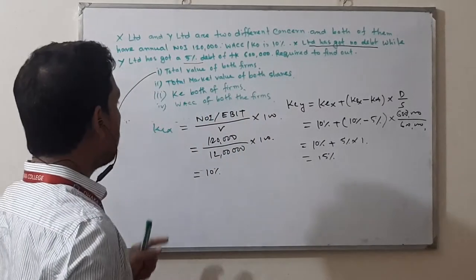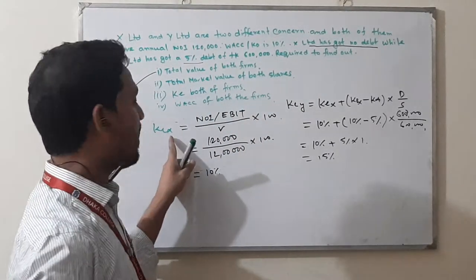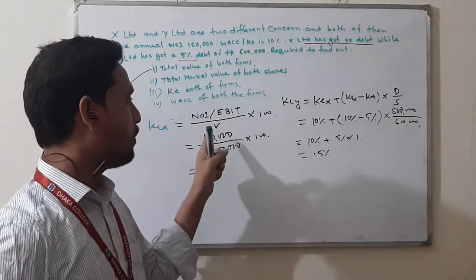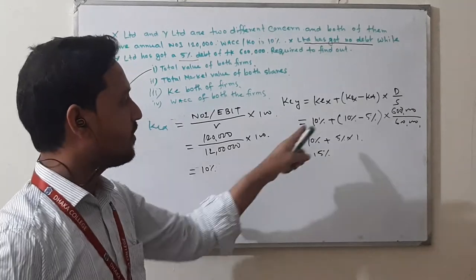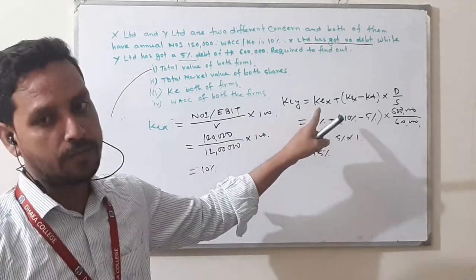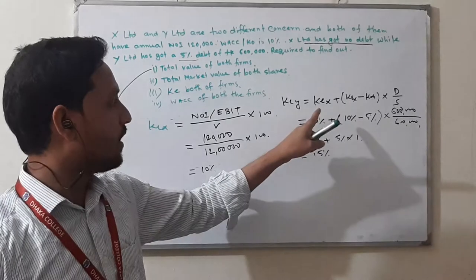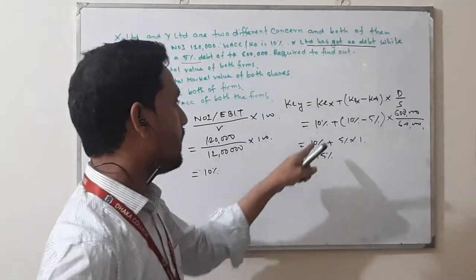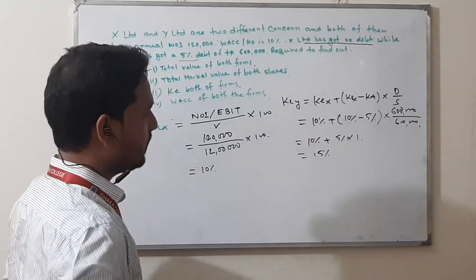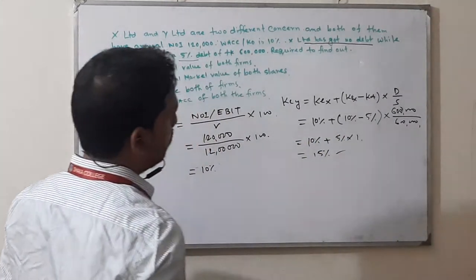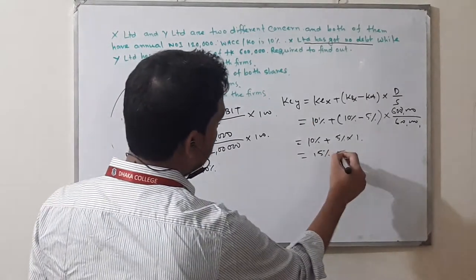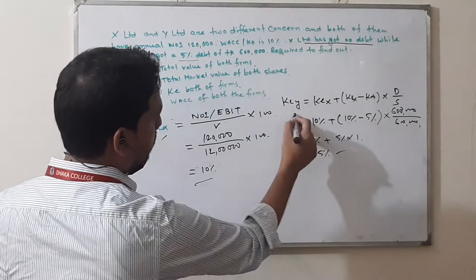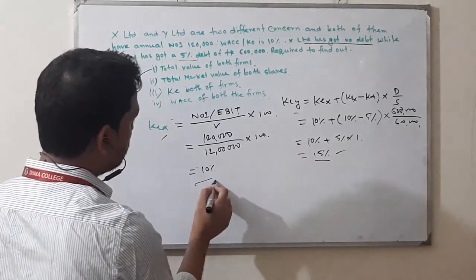So the cost of equity of unlevered, I mean X company, is EBIT or NOI divided by the value of the firm, which is equal to 10%. Then the cost of equity of the levered company, I mean Y, is cost of equity X plus (cost of equity X minus KD) into D by S. So here we have already seen this. The cost of equity of levered is greater than the cost of equity of unlevered.